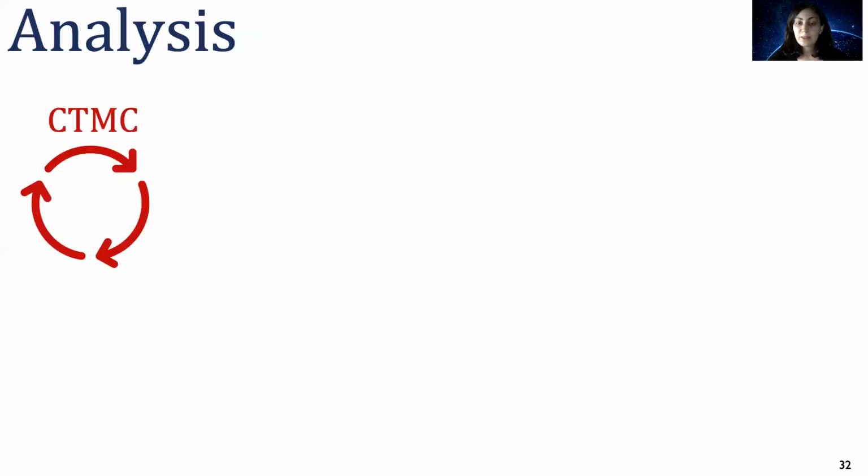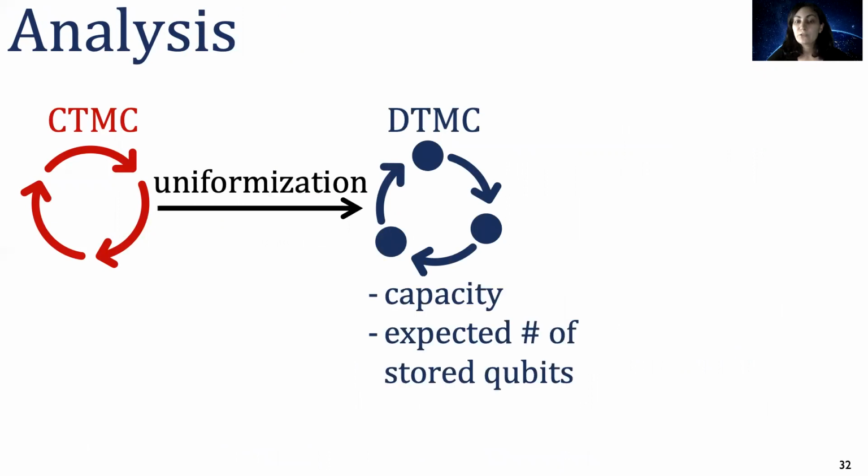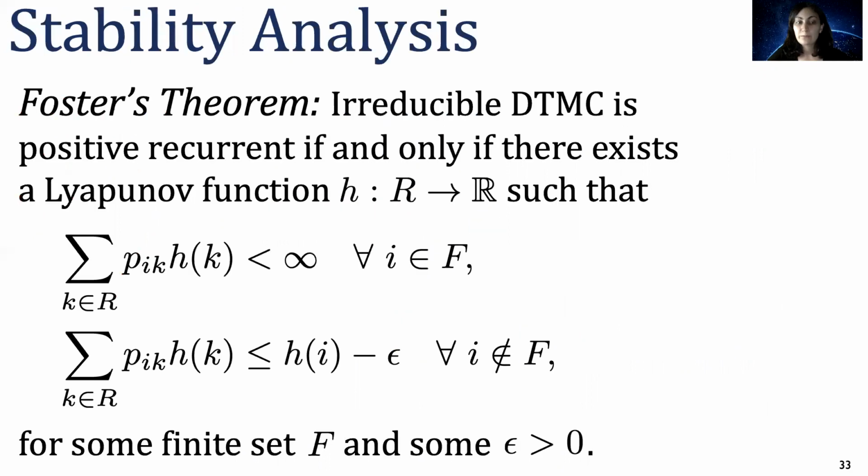For the analysis, we begin with the continuous time Markov chain and uniformize it to yield a discrete time Markov chain, which we can analyze to obtain closed-form expressions for switch capacity and expected number of stored qubits when the switch is operating at capacity. However, we cannot obtain the stability conditions directly from this discrete time Markov chain.